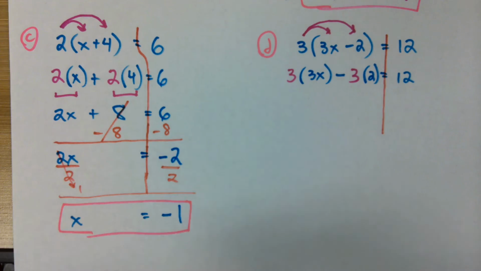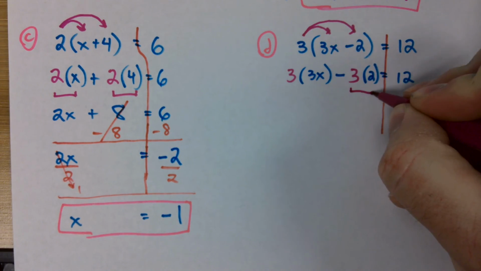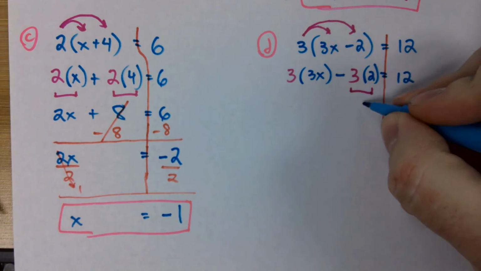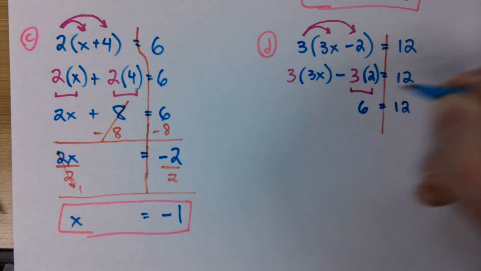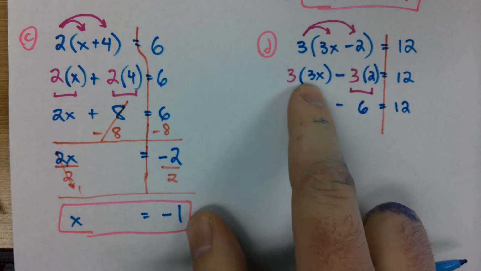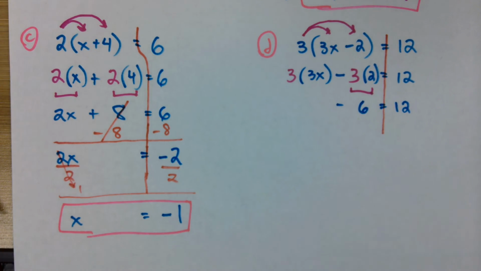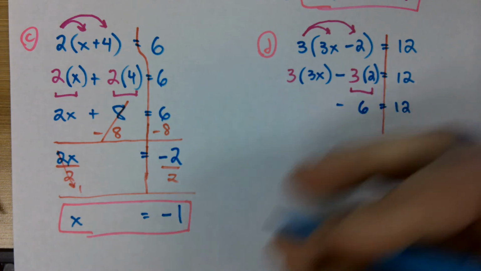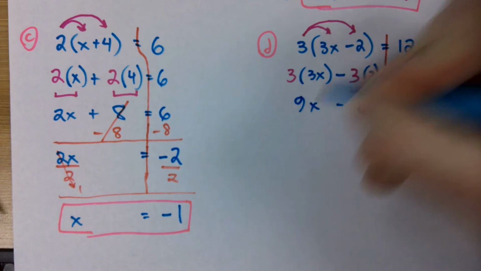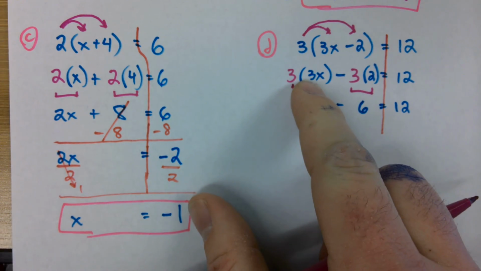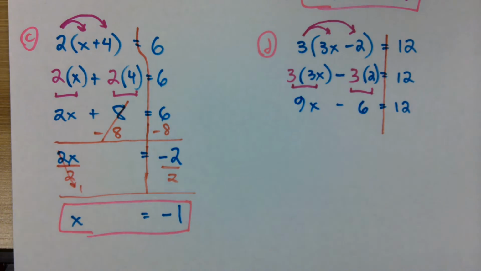Okay, let's simplify the right. 3 times 2, what's that going to be for a constant? 6, good. Now, what are we going to have over here? 3 times 3x. Exactly, it's going to be 9x. All we do is multiply the constant times the coefficient and put an x on the end.